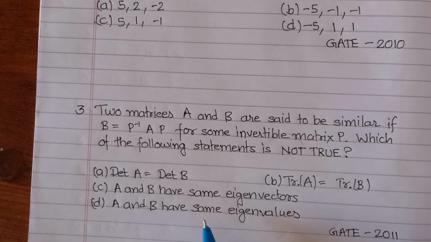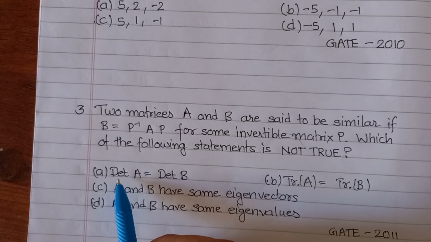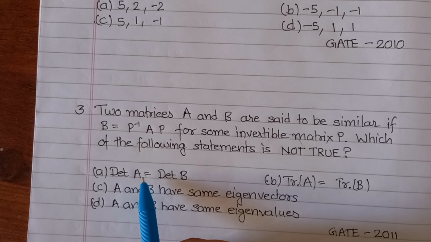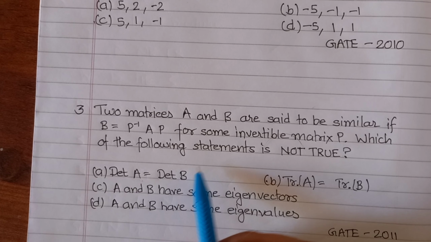Now if the eigenvalues of A and B are the same, then their sum should also be the same, and then the trace of matrix A and trace of matrix B is also the same. So this is also a correct statement. And if all the eigenvalues of A and B are the same, then their product should also be the same. So the determinant of A should be equal to the determinant of B. So this is also true.